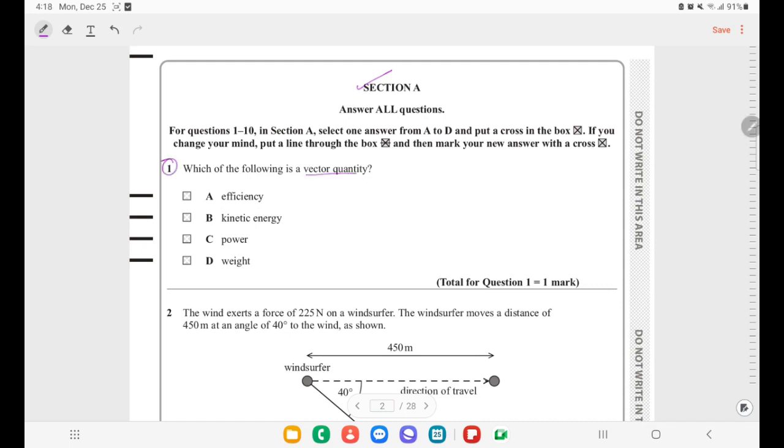Which of the following is a vector quantity? Efficiency is more like a percentage, right, or a ratio. So it's not entirely a vector or scalar quantity. You can consider it a scalar because it only has magnitude and not direction. So obviously this is scalar. Kinetic energy, any type of energy, is scalar. Power is energy over time, where energy is scalar and time is scalar, so the division of these two quantities will produce a scalar quantity. So C is also scalar. Weight over here is a force, which is obviously a vector quantity, which means D is the correct answer.